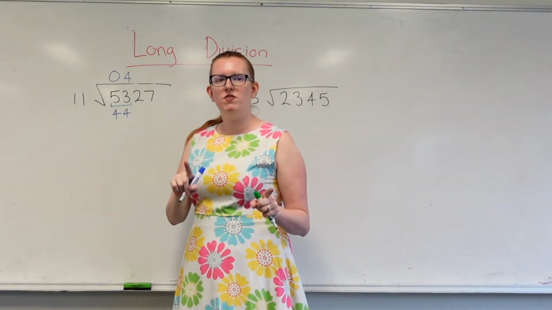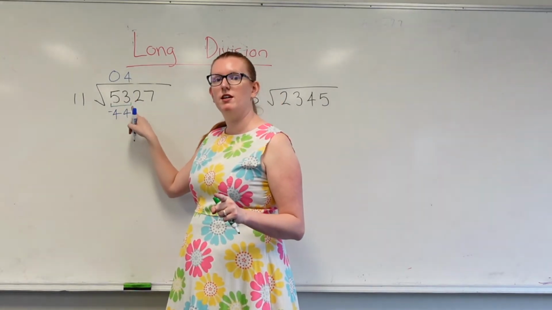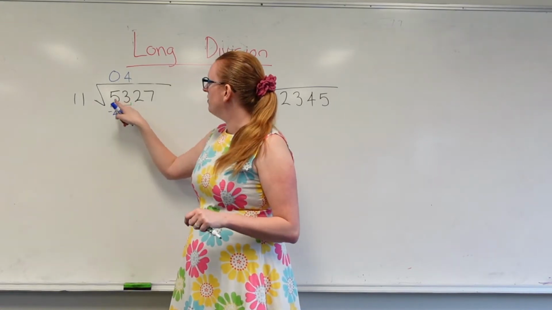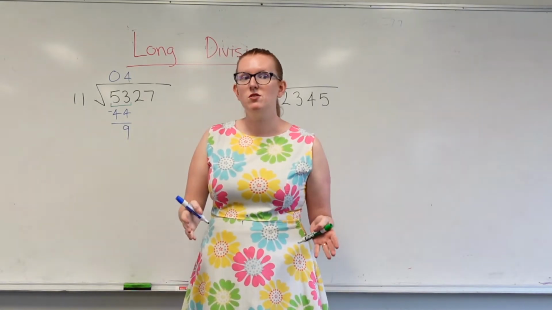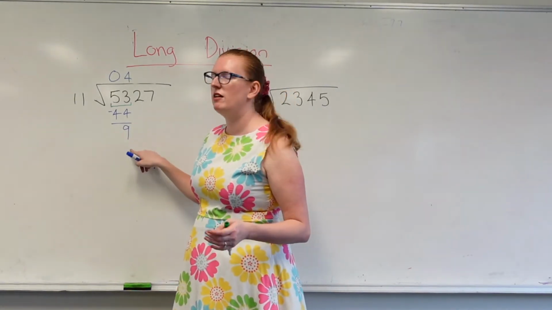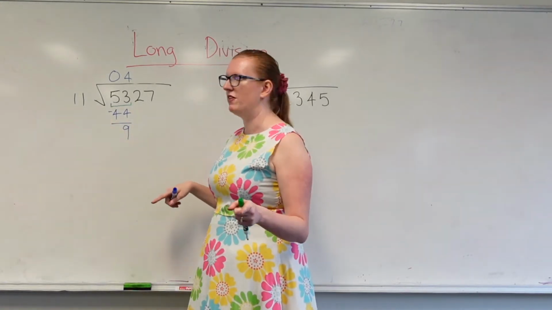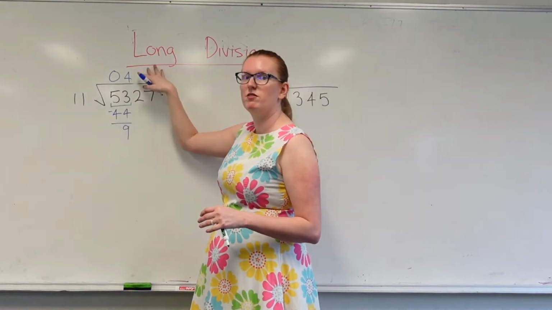Okay, but I want to find out. So I'm going to be taking 44 away from 53 and see if I've done that correctly. So 53 take away 44 will give me 9. Alright, cool, so it is 4 because there's only 9 remainder. So 9's not enough to take another 11 out of. Perfect. So 11 goes into 53 4 times.